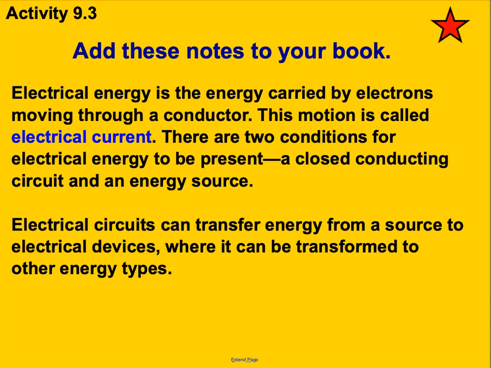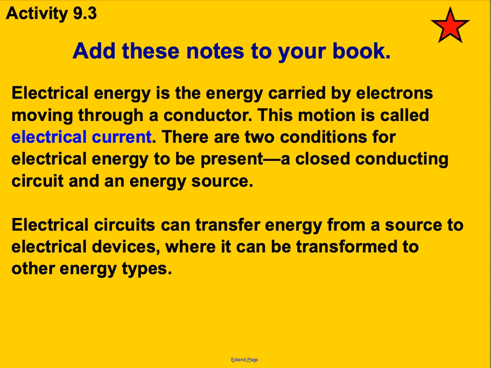There are two conditions for electrical energy to be present. First of all, you have to have a closed conducting circuit, and you have to have an energy source. We talked about both of those in activity 9.1, when you tried to create circuits using things like aluminum foil, a balloon, and a straw. Now, electrical circuits can transfer energy from a source to an electrical device, where it can be transformed into other types of energy. So think about that.